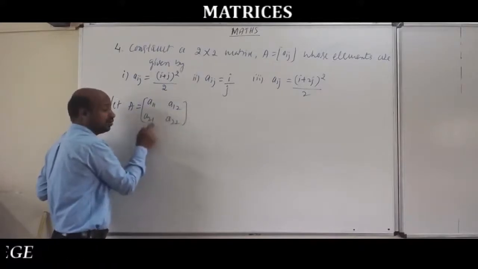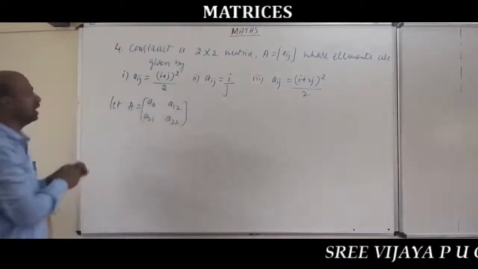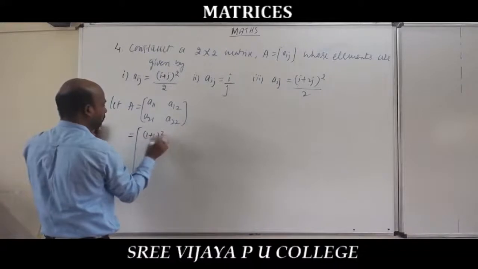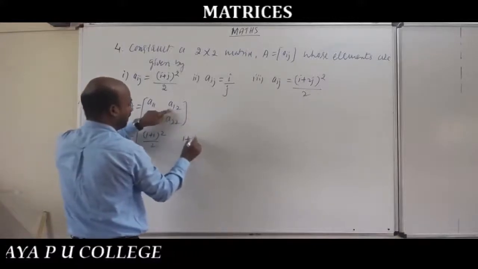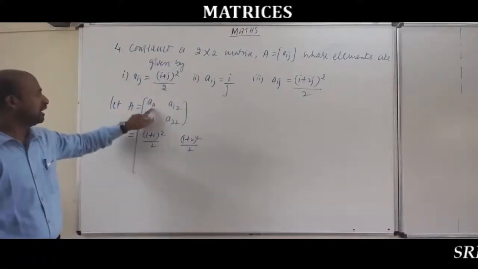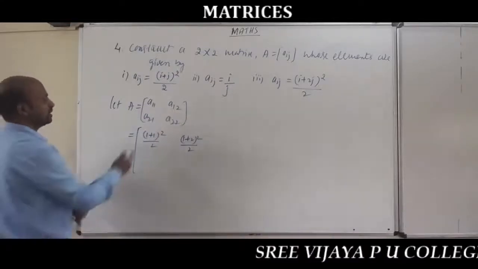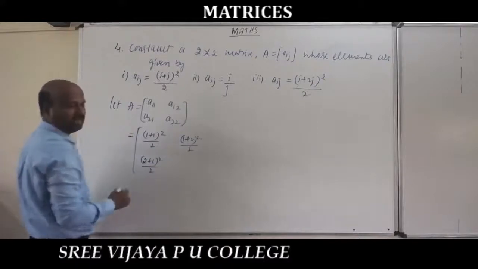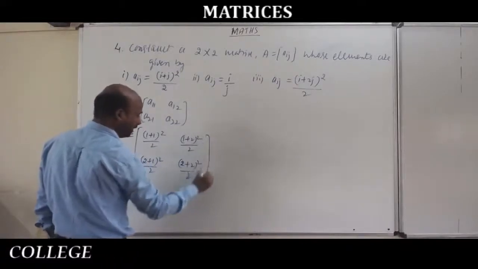Second row first column, i equals 2, j equals 1. So a22, i is 2, j is 2. Now, the first case: a11 is (1 plus 1) whole square by 2. Then a12 is (1 plus 2) whole square, the denominator is 2, it does not change. That is (i plus j) with i value 1 and j value 2 for the first row, second element. Next, a21, second row first column: (2 plus 1) whole square by 2. And a22, second row second column: (2 plus 2) whole square by 2.